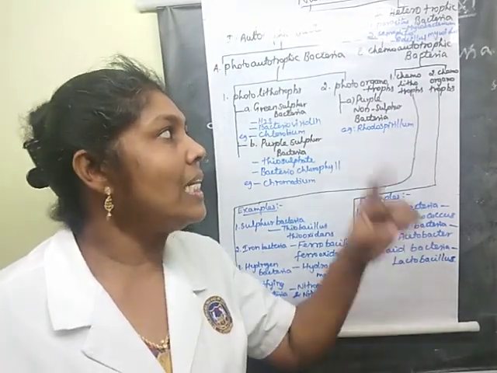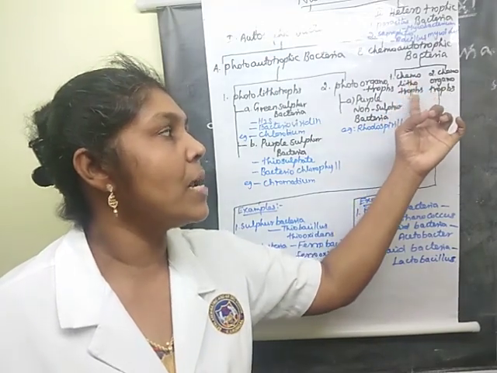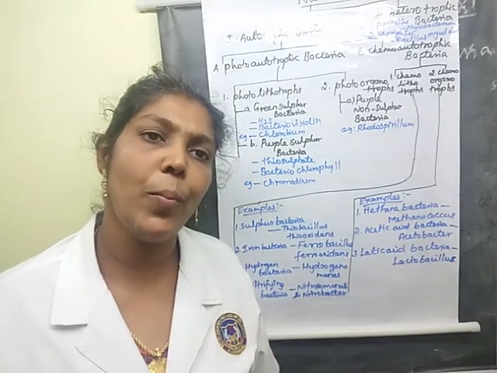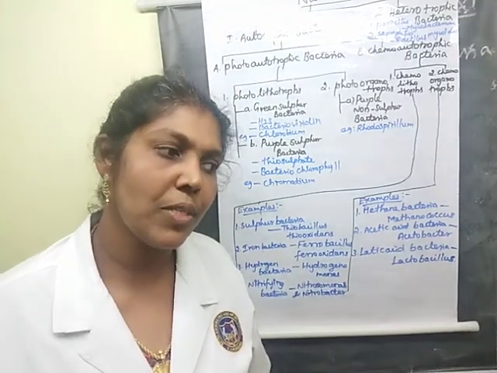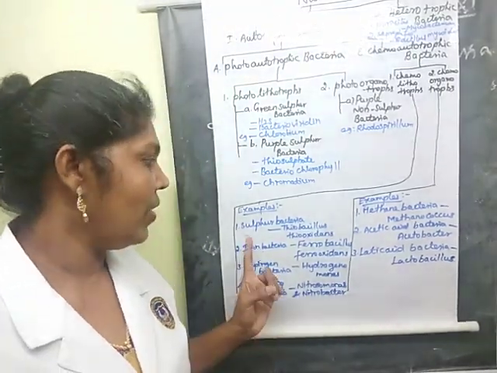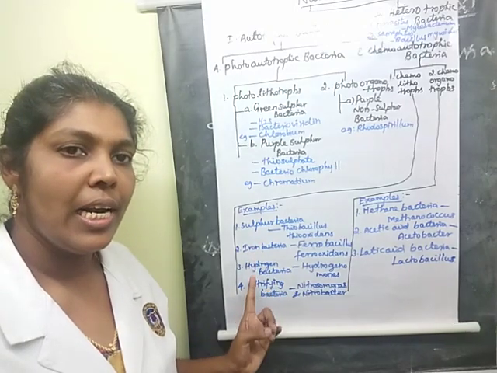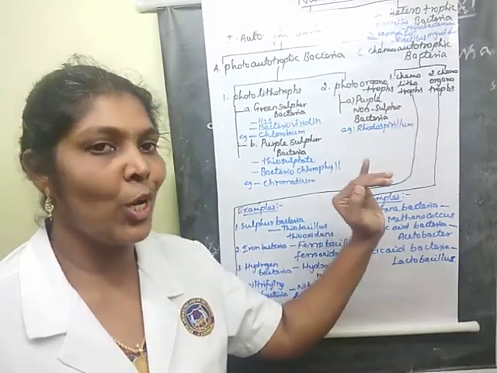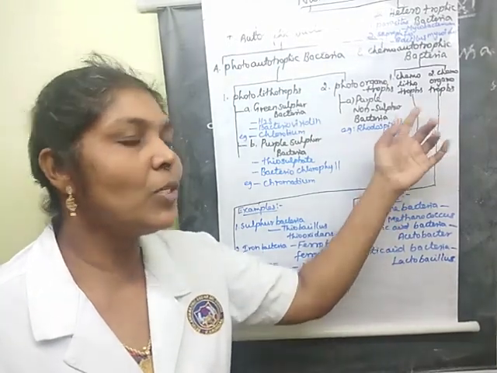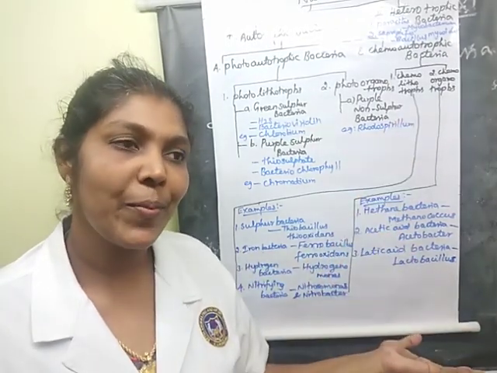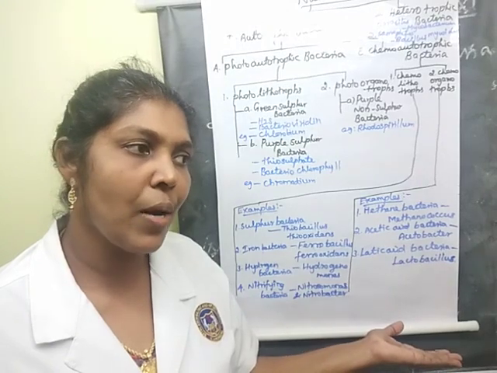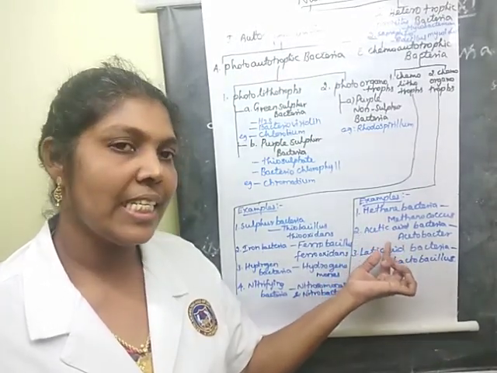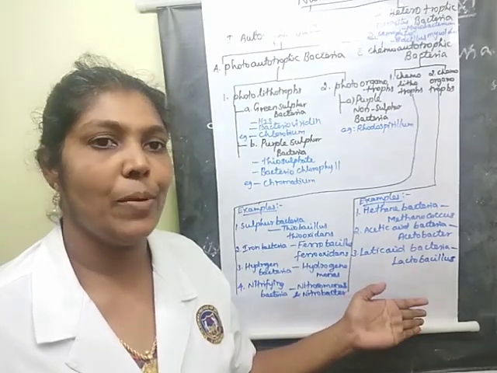Yes. What are the examples of chemolithotrophs? Can you say some inorganic compounds? Very good. Sulfur, iron, hydrogen, nitrogen. These are examples of inorganic substances. Can you say some organic compounds? Very good. Methane, acetic acid, lactic acid. So these are the molecules.